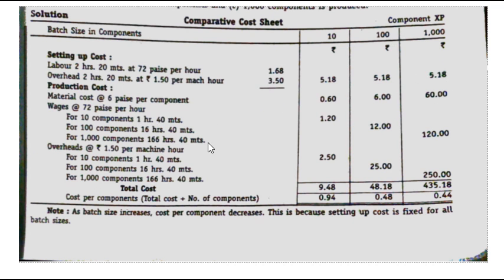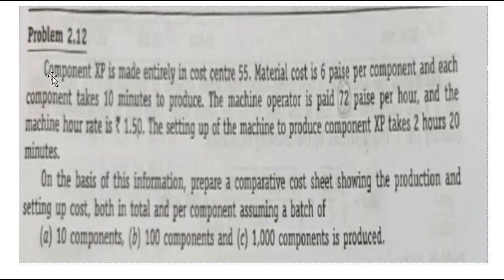Next we will get into your labor or wages at 72 paise per hour. For how many components? For 10 components, 100 components and 1000 components. So let us get into the question now. What your question is stating is, the machine operator is paid 72 paise per hour and the machine hour rate is 1.50. Then they have stated each component takes 10 minutes to produce.